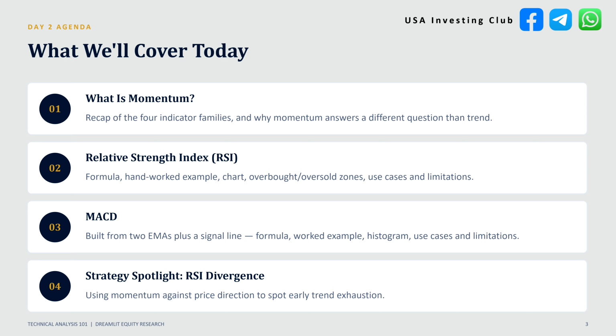Third, we do the same treatment for MACD, built from 2 exponential moving averages plus a signal line, with its own formula, worked example, histogram mechanics, use cases, and limitations. Fourth, we close with a strategy spotlight on RSI divergence, using disagreement between momentum and price to spot early signs of trend exhaustion, before price itself confirms the turn. By the end of today, you'll be able to compute RSI and MACD by hand, read what each is telling you at a glance, and understand precisely where each one falls short.